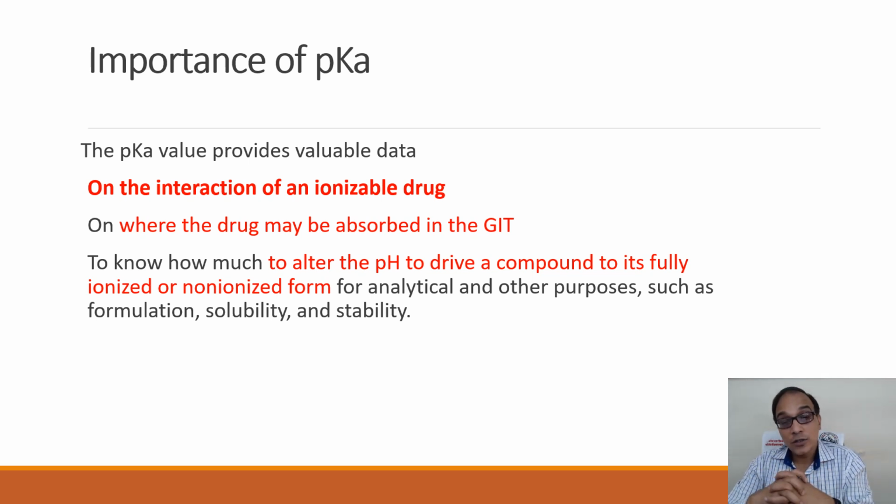What kind of valuable data is it going to provide? On the interaction of the ionizable drug, it will provide information on where the drug may be absorbed in the GIT. When the pK is known, you may have an idea how much pH manipulation is required to drive a compound to its fully ionized or non-ionized form for analytical and other purposes such as formulation, solubility, stability. We must have an idea of the pK. So that's why studying the acid dissociation constant is utmost required for any kind of formulation.